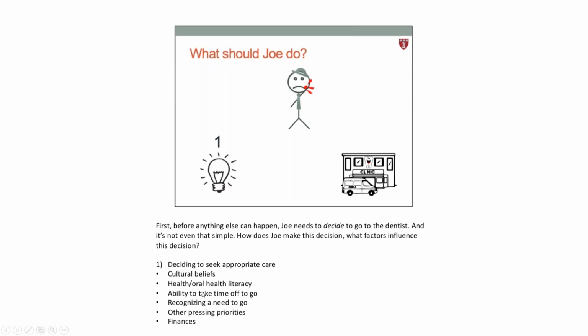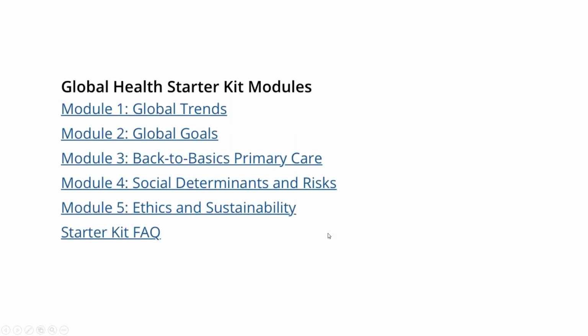So here's an example talking about what Joe needs to do to actually receive care. He was talking about this first barrier, which is deciding to seek appropriate care, and then these other factors that could go into it, like finances or cultural beliefs.